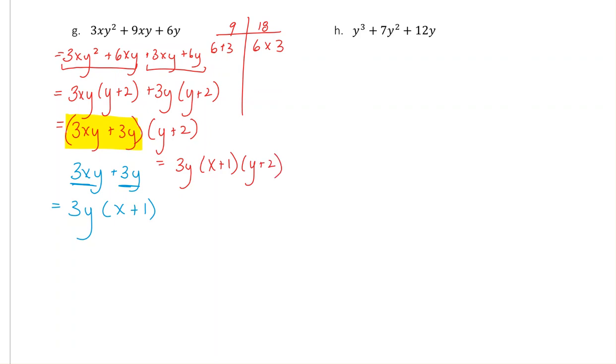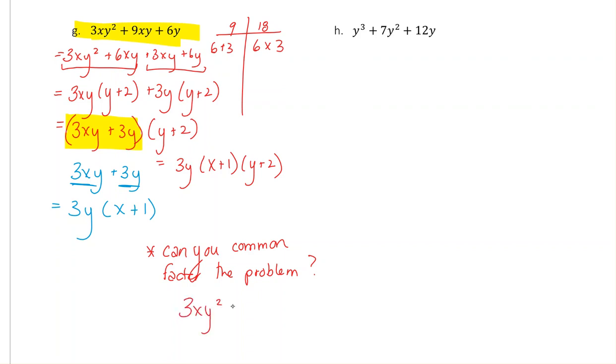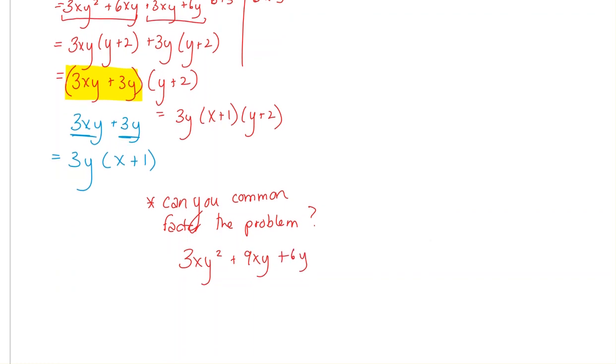Now, I wouldn't recommend you do it that way. What you need to do first, and always ask yourself this question whenever you approach factoring, is can you common factor the problem? Meaning, is there a common factor in the question right away? That would be this problem right here. If you look at all three of those terms, so I'll rewrite it down here, 3xy squared plus 9xy plus 6y, there is something common to every one of these terms.